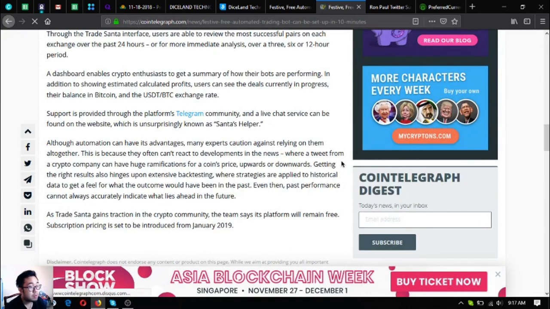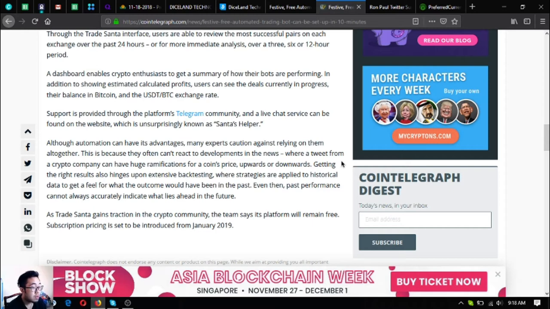The dashboard enables crypto enthusiasts to get a summary of how their bots are performing. In addition to showing estimated calculated profits, users can see the deals currently in progress and their balance in Bitcoin and the USDT BTC exchange rate. Support is provided through the platform's Telegram community, and a live chat service can be found on the website, which is unsurprisingly known as Santa's Helper. Although automation can have its advantages, many experts caution against relying on them altogether.